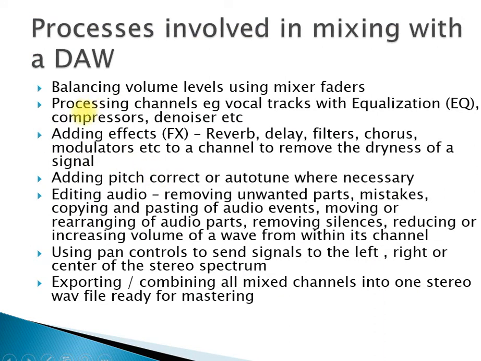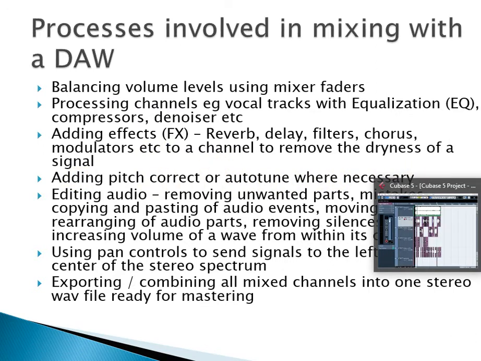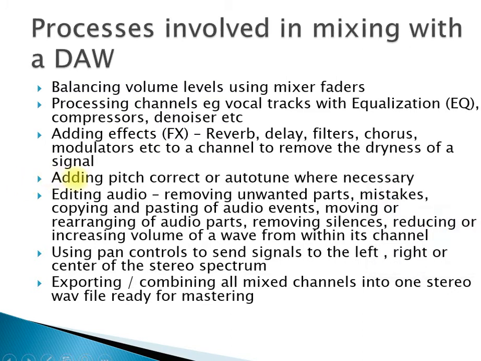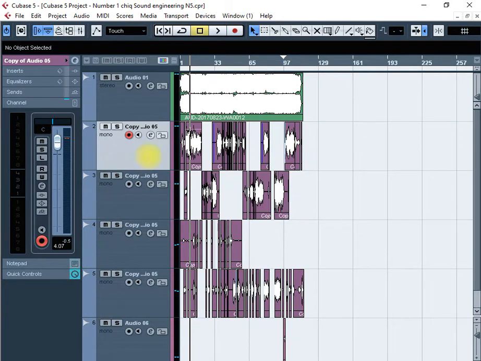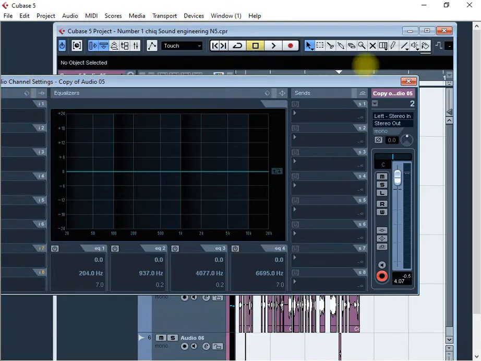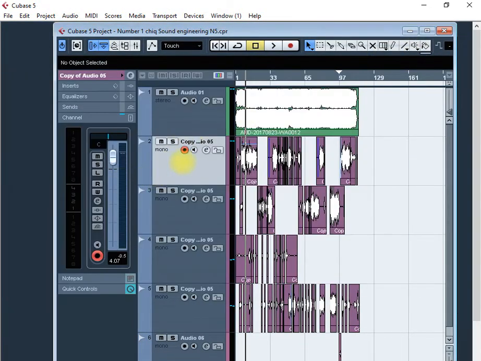And then the second thing is to process channels, or okay, let me start with adding pitch correct or auto tune, because this voice is not good to work with. So I'm going to skip to number 4, then I'll come back to others later on. To add pitch correct, you need to know the key in which the beat or the song is made in. For this one, I know that the pitch is already E major.